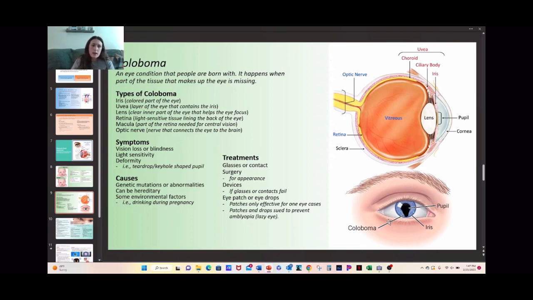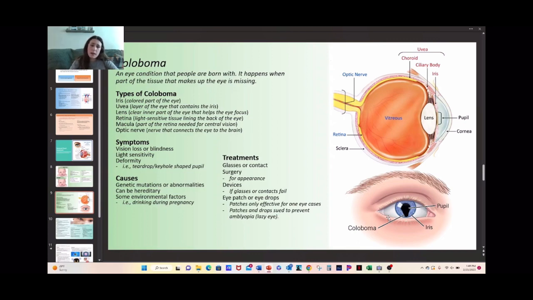Some causes are genetic mutations or abnormalities. It can be hereditary, and some environmental factors like drinking during pregnancy. For treatments, glasses or contacts can be helpful. Surgery can be used but it's mainly for appearance, as it can't really restore the vision. But surgery can be done to fix this keyhole shape in the iris right here.